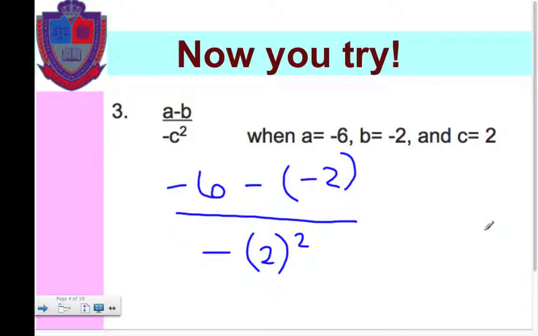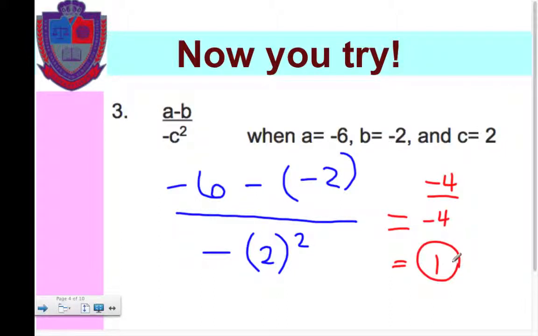I set this up. I want you to try this. Take a minute, try this on your own. A is -6, B is -2, and C is 2. I already set it up, so all we're going to do is take a minute, pause, look at this. This should give you -4 over -4. Negative divided by negative is a positive. 4 divided by 4 is 1. Positive 1. Now, this is actually very tricky. Just be careful. It's just the C that's squared. That's why I put the 2 in parentheses.